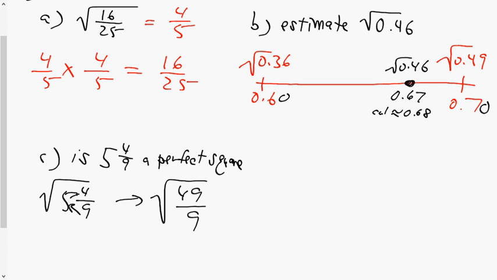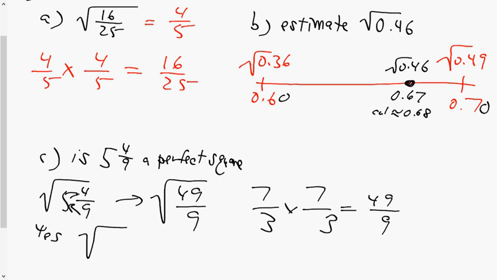Is 49/9 a perfect square? Yes, it is, because what fraction multiplied by itself is 49 over 9? My numerator is 7. My denominator is 3. So therefore, yes, it is. And what is the square root? The square root of 5 4/9 is 7/3, or better yet, 2 1/3.